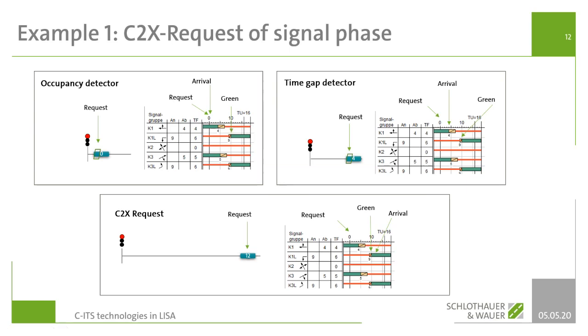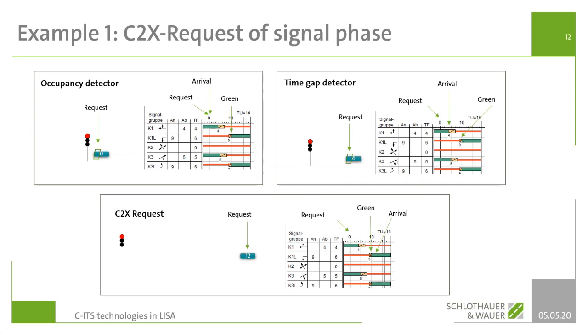To improve that behavior, we can also use the time gap detector, which is installed around 30 meters away from the stop line. So that means we have additional journey time to reach the stop line, and we can minimize the waiting time here. So here you see we have a request at second 0, our arrival in second 4, and the start of the green phase is in second 10. So we have an additional 6-second waiting time.